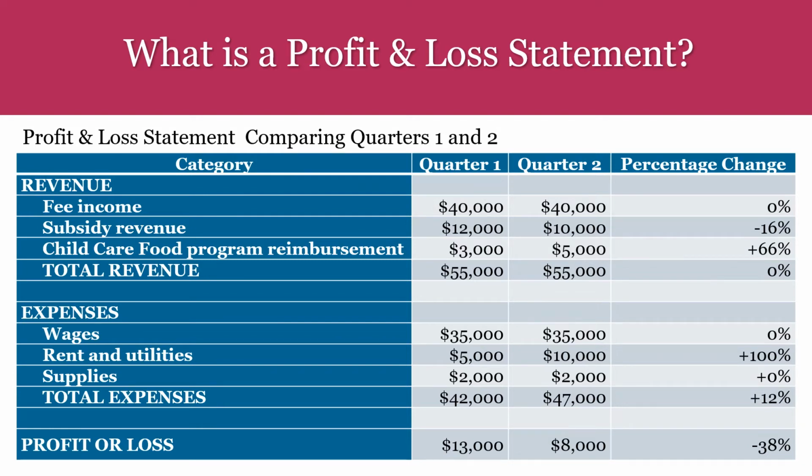Let's look at a more detailed example from Luz's childcare business. Here on your screen are our profit and loss for quarters 1 and 2. By comparing the two quarters, Luz can learn some interesting things about her business. Her revenue stayed the same from quarters 1 to 2. However, her expenses went up by 12%, resulting in a profit that was 38% lower. Looking at the expenses, Luz found that her rent and utilities doubled. She had no explanation as to why, but once she investigated, she found that a broken pipe was leaking and running up her water costs.